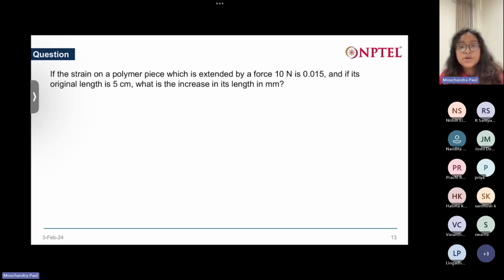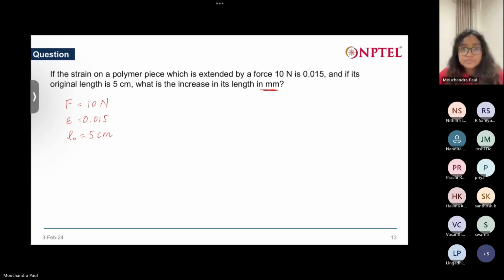This particular question says that there's a polymer piece onto which some strain is generated due to an external force. This force is 10 Newton, and the value of strain that this polymer piece has endured is 0.015. The original length of this polymer piece was 5 centimeter. You have to calculate the increase in its length in mm.